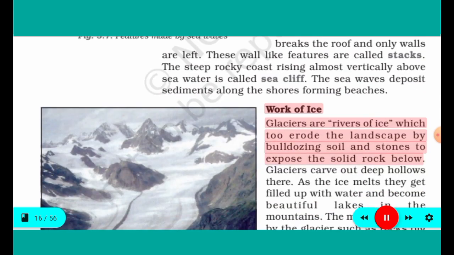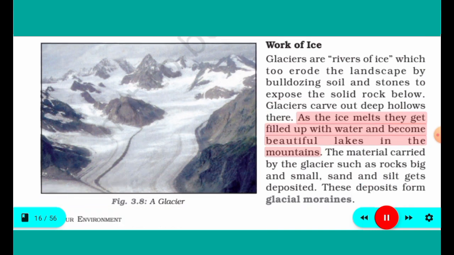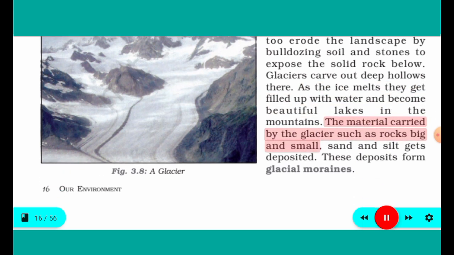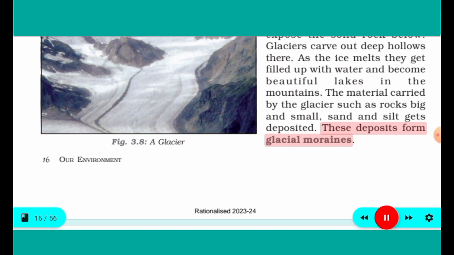Work of ice. Glaciers are rivers of ice, which too erode the landscape by bulldozing soil and stones to expose the solid rock below. Glaciers carve out deep hollows there. As the ice melts, they get filled up with water and become beautiful lakes in the mountains. The material carried by the glacier, such as rocks big and small, sand and silt, gets deposited. These deposits form glacial moraines.